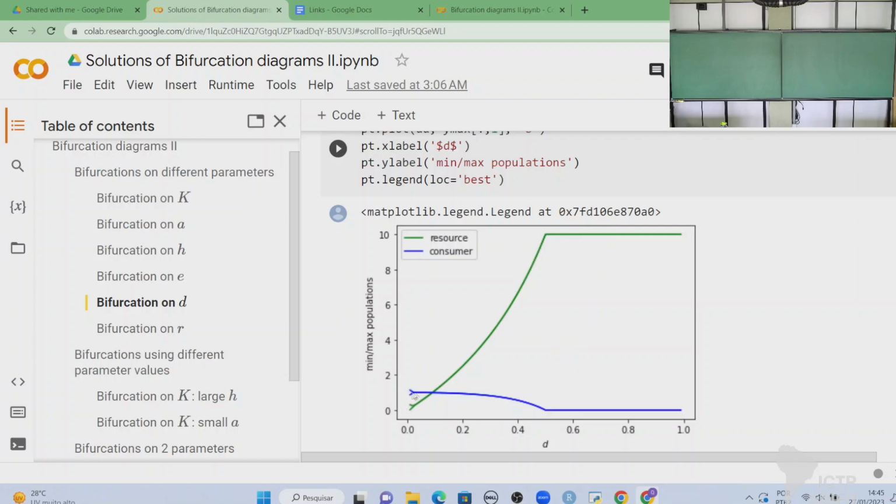So you see that there is a bifurcation here for very small values of G, right? So we also have cycles over here. When G is small, then the consumer can have a larger population and so on, right? And in the middle here you have stable fixed points, yeah?